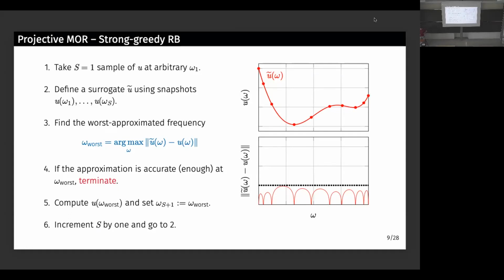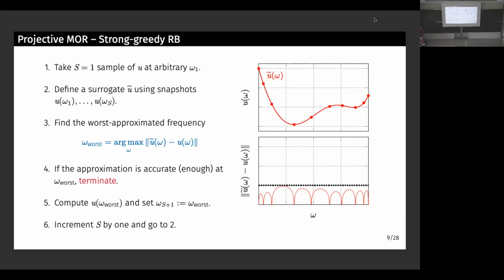Now, of course, you can see many problems with this. This algorithm will never be practicable because, first of all, we need to maximize the error over the whole interval. But of course, u is not known explicitly, so we cannot do this.